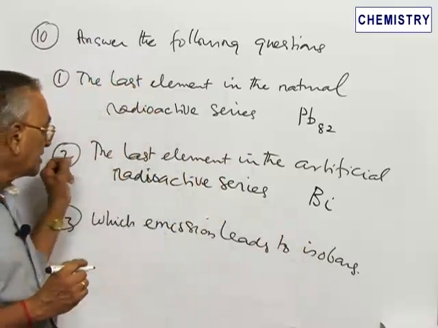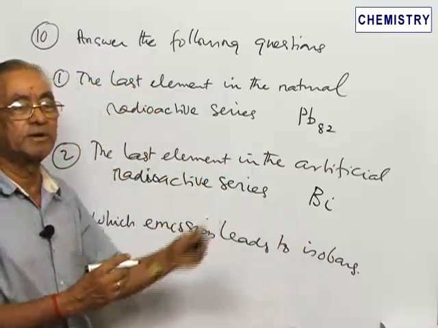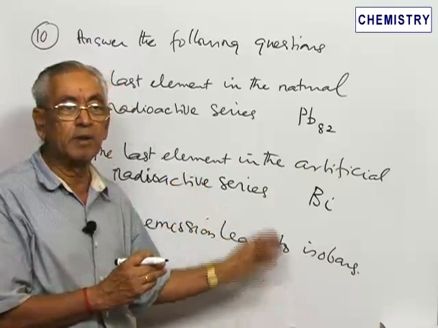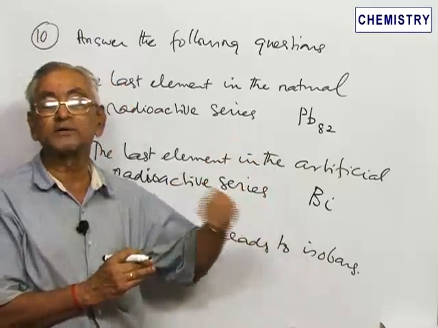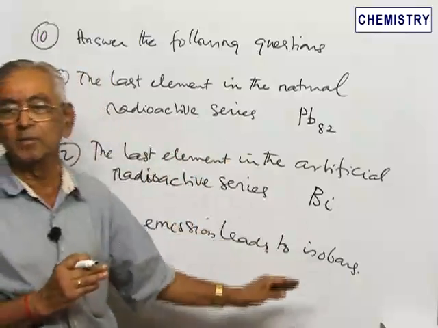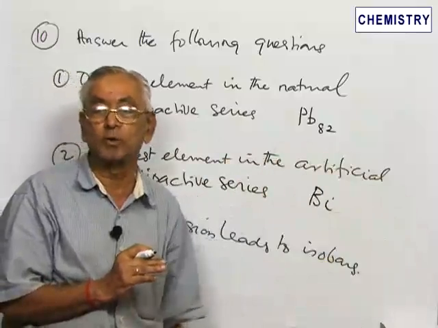So what leads to this in the radioactive process? What type of emission? We know that in the case of the loss of an alpha particle, the mass is lost by 4 units and the charge by 2 units. Therefore, it does not lead to an isobar. A different element is produced. The mass is not going to be the same because it differs by 4 units.